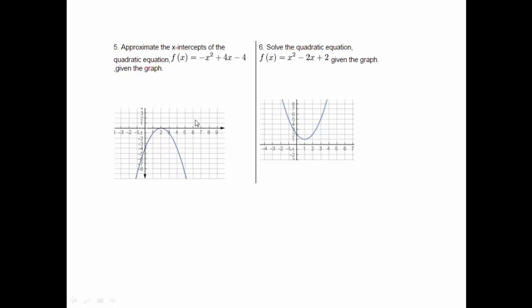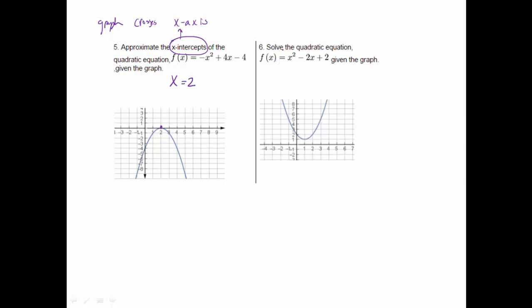Right, still keeping on the graphing quadratic equations, this one says to approximate the x-intercepts of the quadratic equation given the graph f of x equals negative x squared plus 4x minus 4. If you recall, when it says to find the x-intercepts, we just want to find where the graph crosses the x-axis. So if I look at this graph, I notice that it's crossing the x-axis just at 2. So the x-intercept would simply be x equals 2.